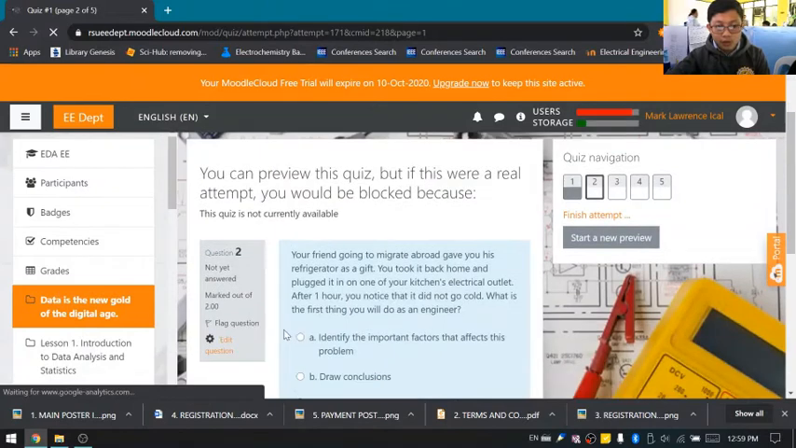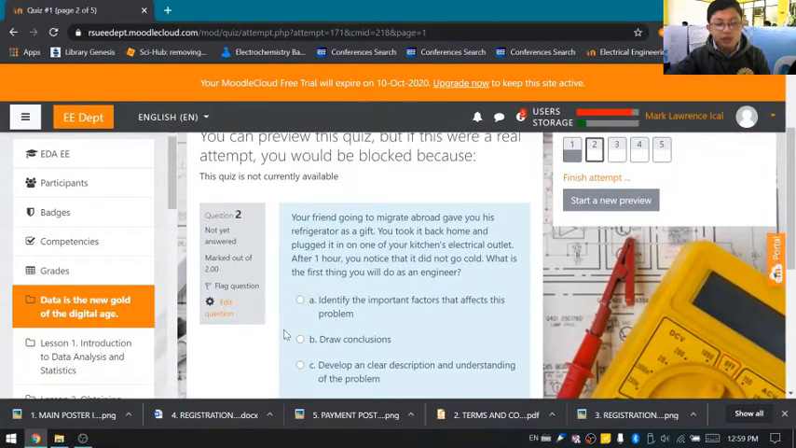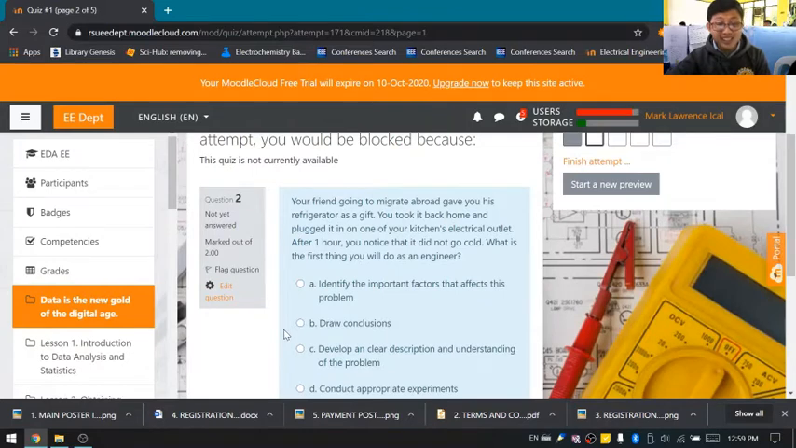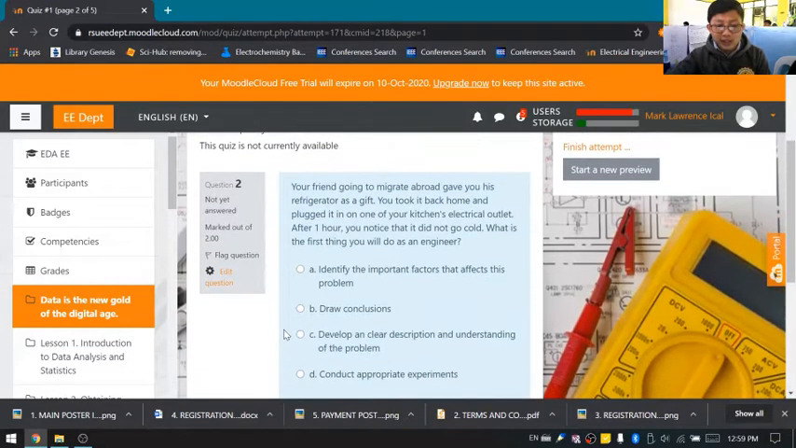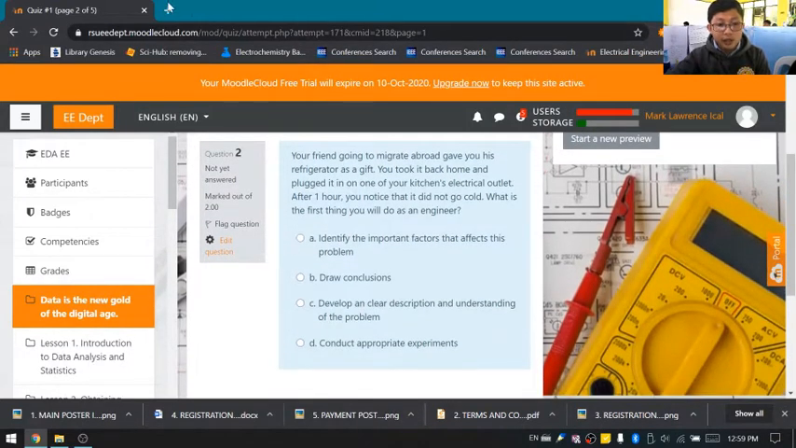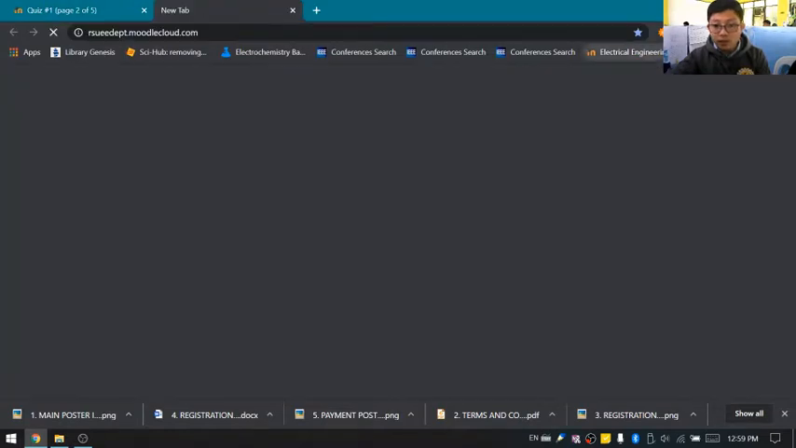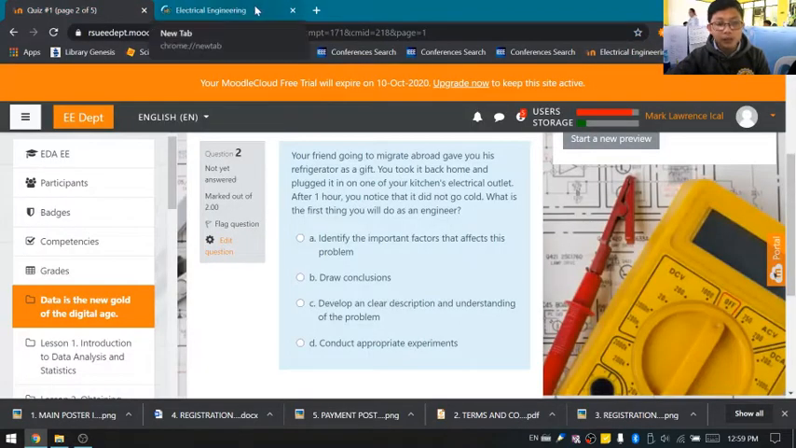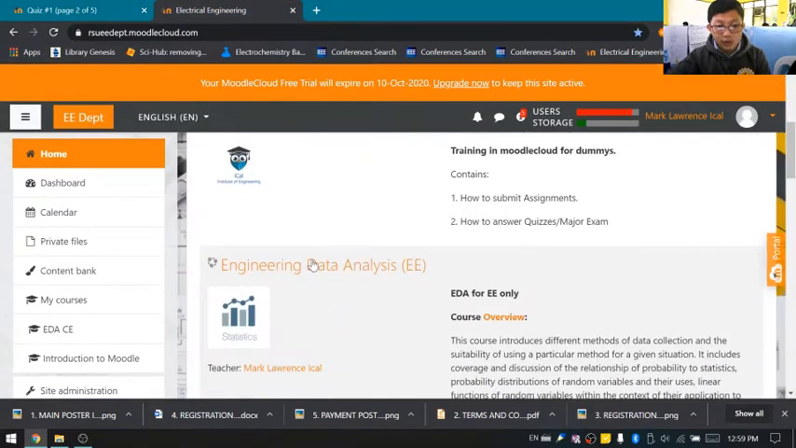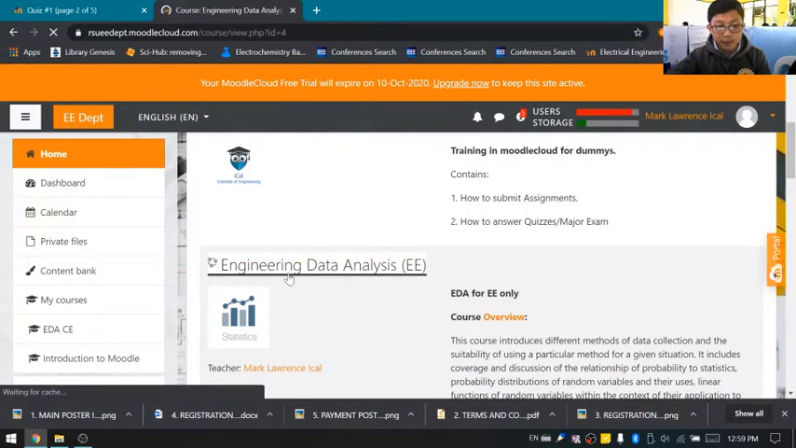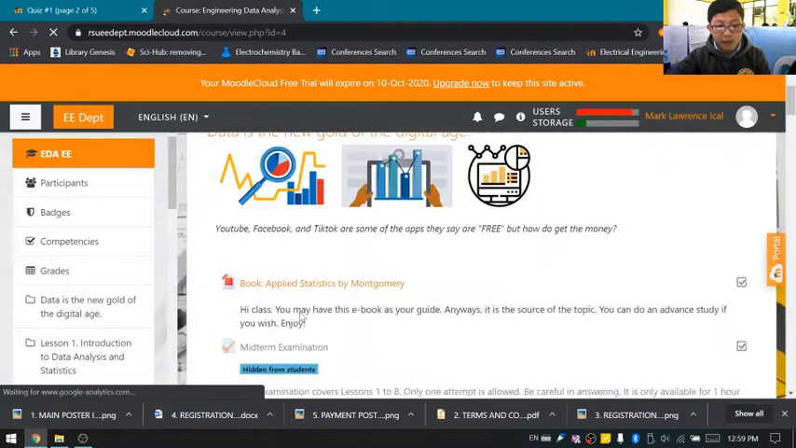So your friend going to marry abroad gave you his refrigerator as a gift, so you took it back home and plug it in on one of your kitchen's electrical outlet, and after 1 hour you noticed that it did not go cold. So what is the first thing you will do as an engineer? Now this question is actually referring to the first topic that we had, which is the engineering method. Okay, so reviewing the engineering method, the first PDF file.